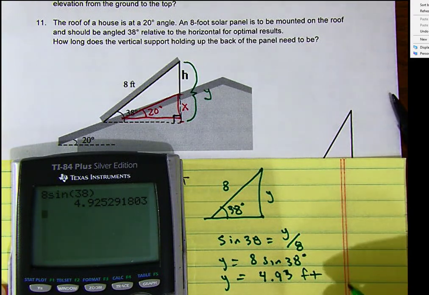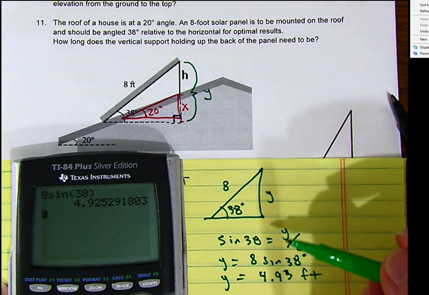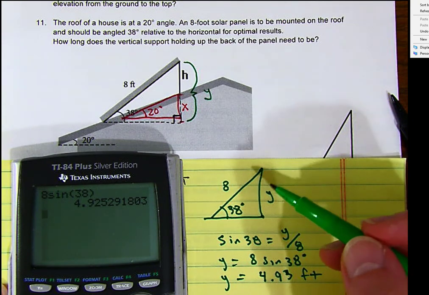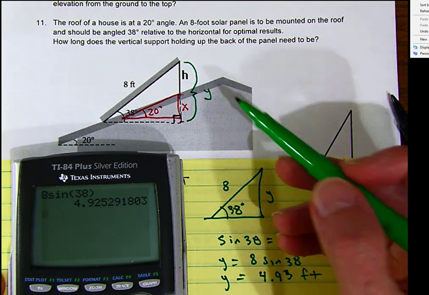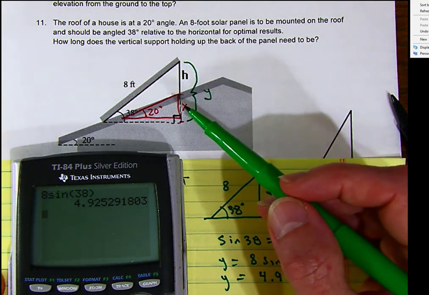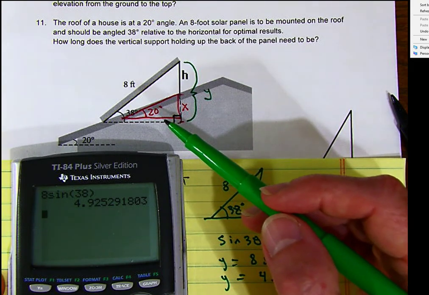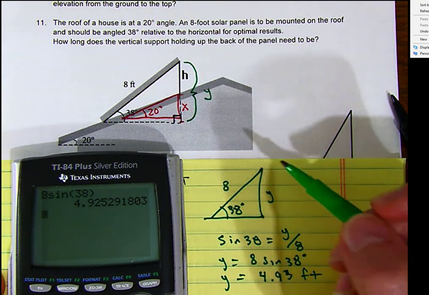4.93. I think these are feet. Yes, they're feet. Okay, so we've got y. Now, I still don't need y ultimately. I need h. And the only way I'm going to get h is to subtract my x. And the only way I'm going to get x is to get more information about the red triangle.